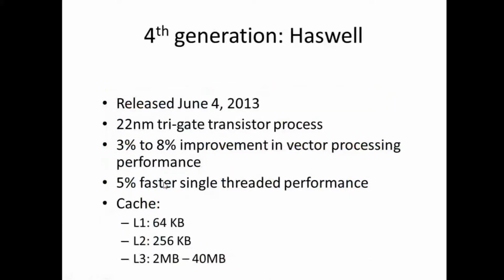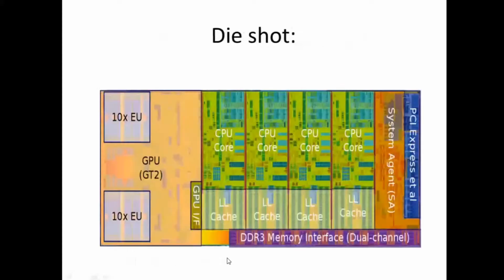The fourth generation was codenamed Haswell, released in 2013 using the 22 nanometer tri-gate transistor process. It gave an improvement in performance of around 3 to 8% and a 5% faster single-threaded performance improvement. Again here, L1 and L2 cache size remain the same. L3 cache size increased and is shared.